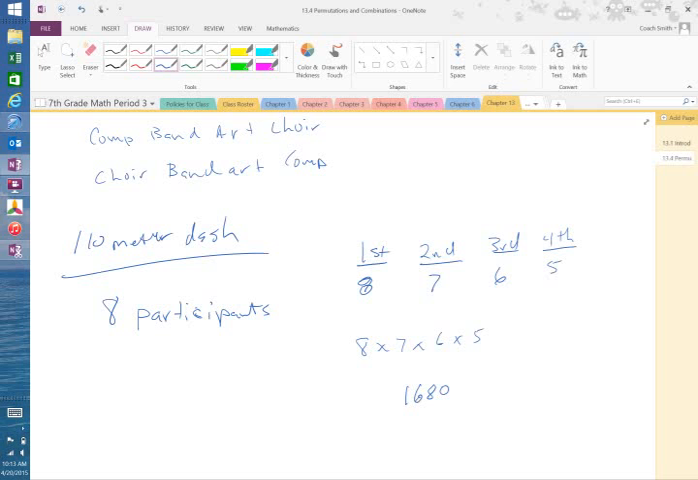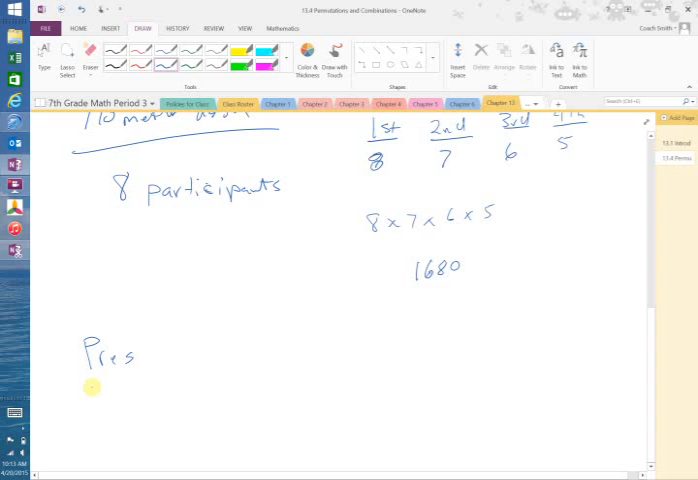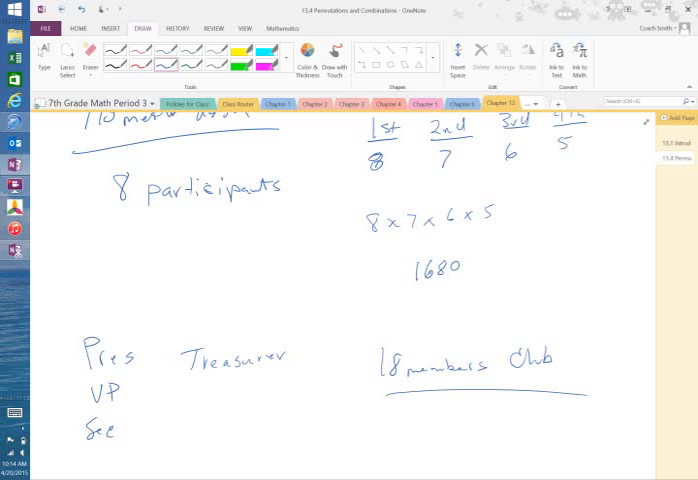How many ways are there to choose the president, vice president, secretary, and treasurer from an 18-member club? So there's 18 members in this club. And I want to know how many different ways there are that we could do a president, vice president, treasurer, and secretary. Okay?